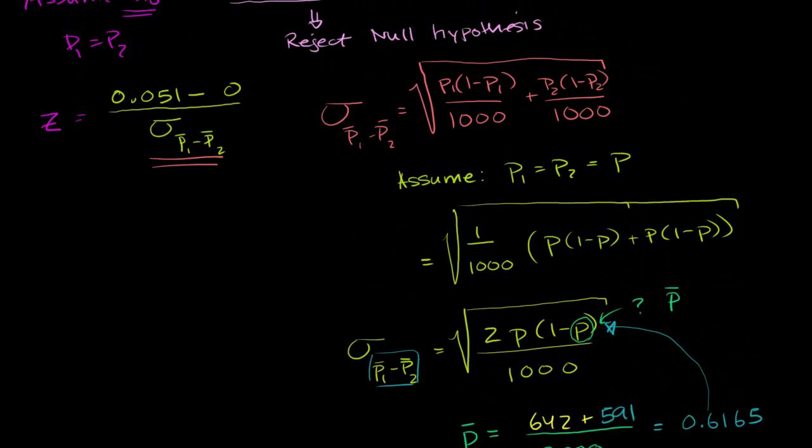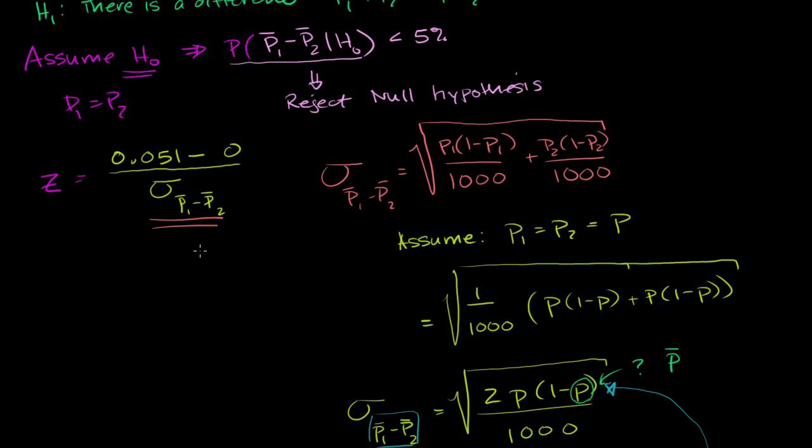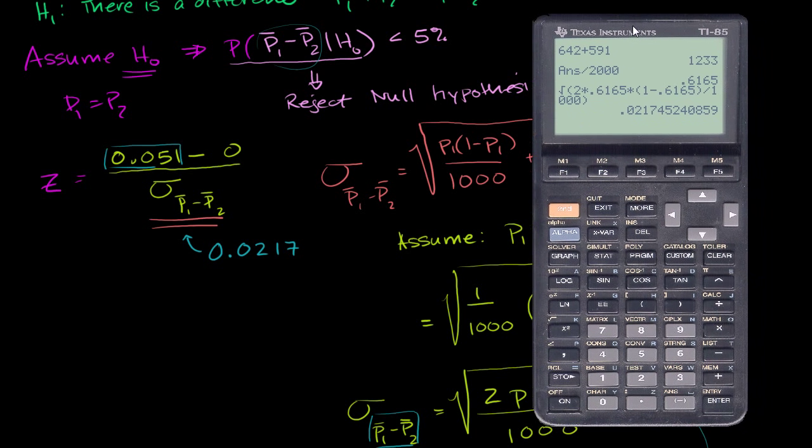0.0217. So let me write this over here. So this thing right over here is 0.0217. So if we want to figure out our z-score, if we want to figure out how many standard deviations the actual sample that we got of this statistic right over here is away from our assumed mean, that the assumed mean is that there's no difference, then we just divide 0.051 by this standard deviation right over here. So let's do that.